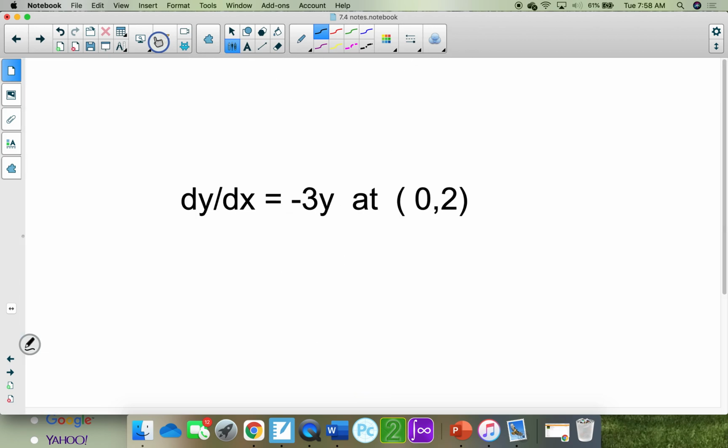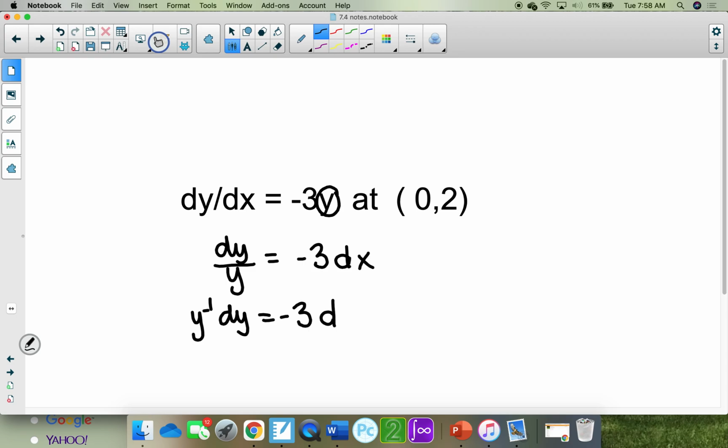Another one, I'm going to bring the y over to this side, and I'm going to leave the 3 over on that side next to the x. This is the same thing as dy, y to the negative 1 equals a negative 3 dx. As you can see, I separated the y's and the x's. I integrate. This is the natural log of the absolute value of y equals a negative 3x plus c.